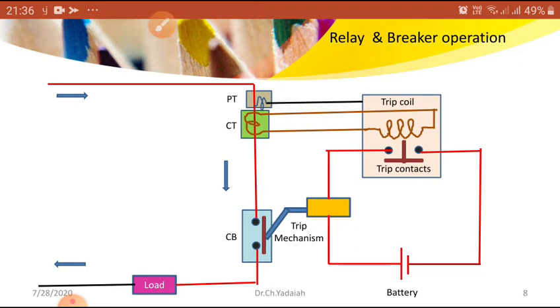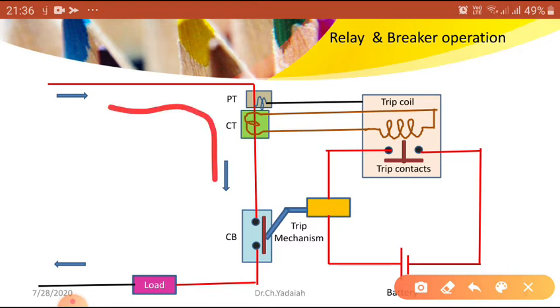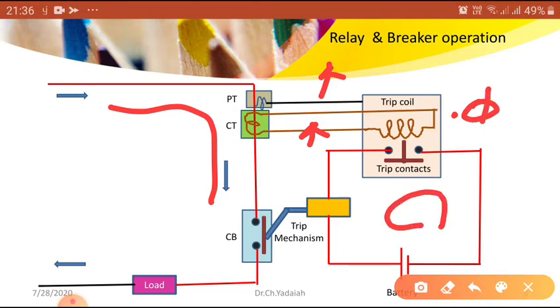Once the problem is rectified, what will happen? It restores to the normal condition. Once again voltage is normal, current is normal, and the flux developed is unable to pull the contacts. The circuit is open, the breaker is not operated. Then it is a continuous process.